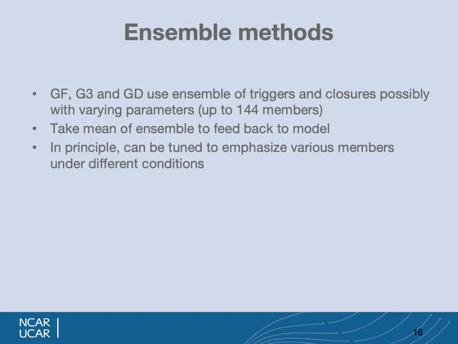The Grell schemes are basically an ensemble of methods. They don't use a single trigger and closure, but they actually use a combination of several and average them. And so it's several triggers, several closures, and maybe a few varying parameters within them. Could be up to 144 members that they average together. And then that average gets fed back to the model as an ensemble mean cumulus behavior. In principle, you can tune their members to optimize them under various conditions, but what's currently produced or released is the ensemble average.